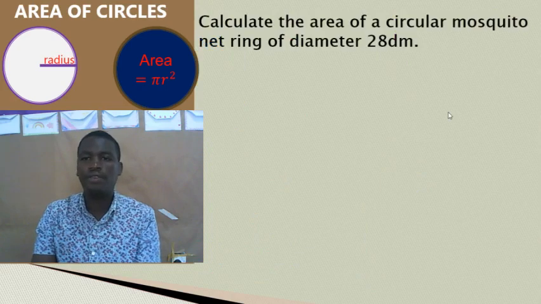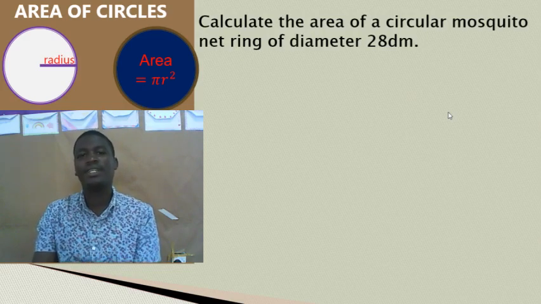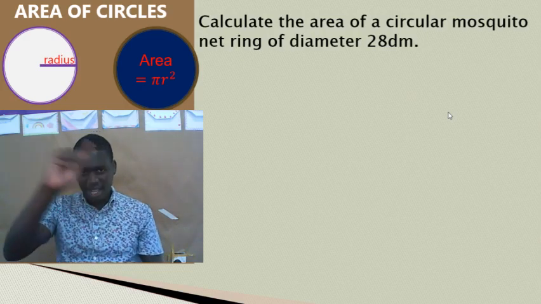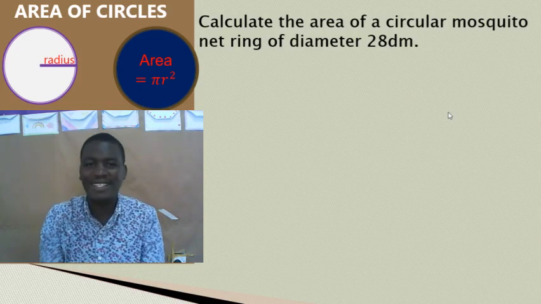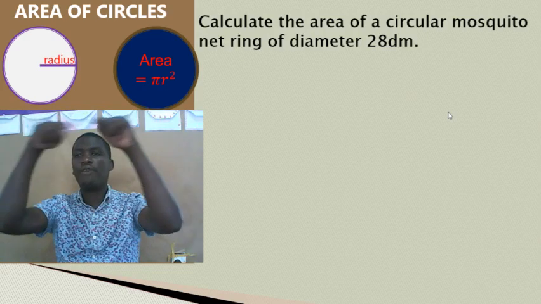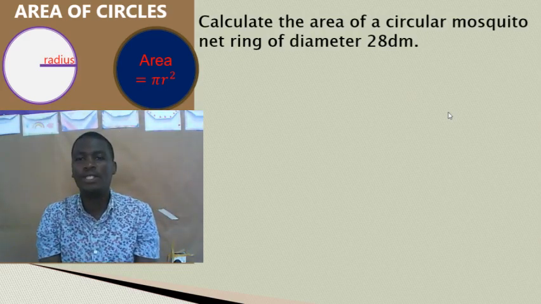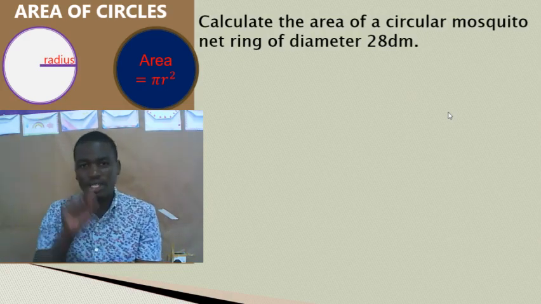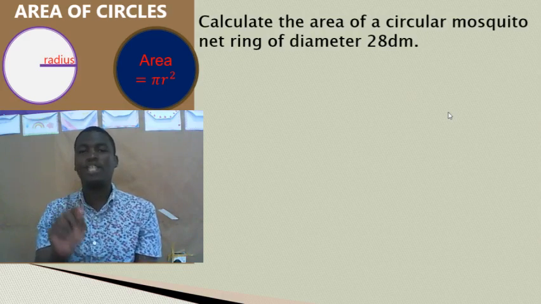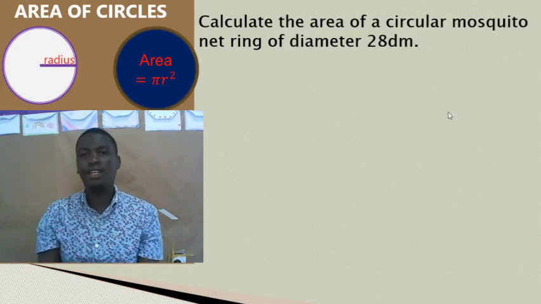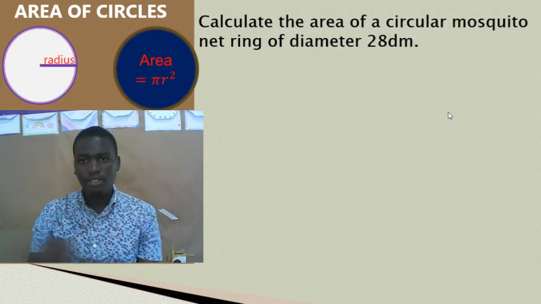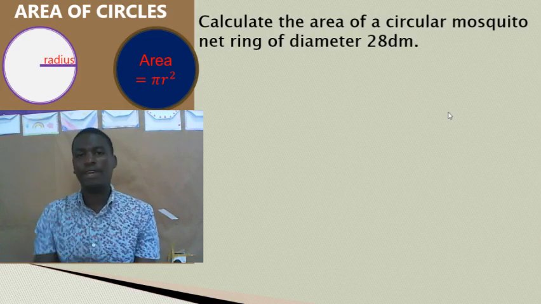Calculate the area of a circular mosquito net ring of diameter 28 decimeters. Majority of you come to school with circular nets that you always tie up. On top there is a ring. That is the ring we are talking about, of diameter 28 decimeters. So this time, I want you to go and get your mosquito net, the round net you are using. Get that ring and try to find the circumference of the ring. Try even to use the circumference to find the diameter, and then you find the area.